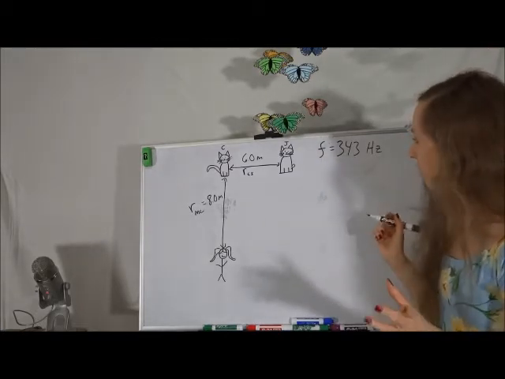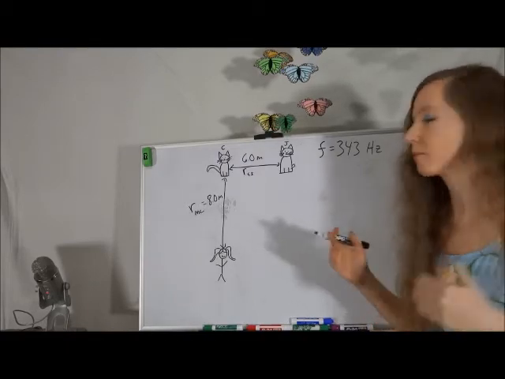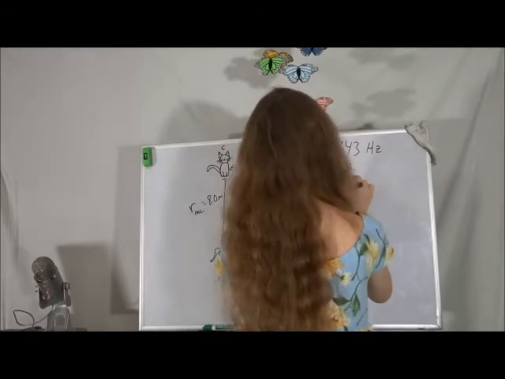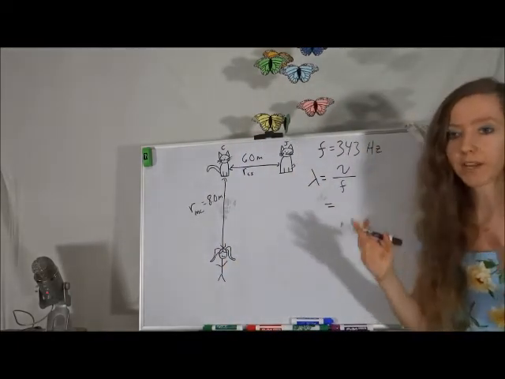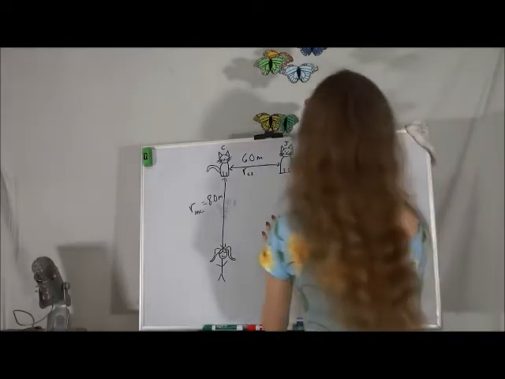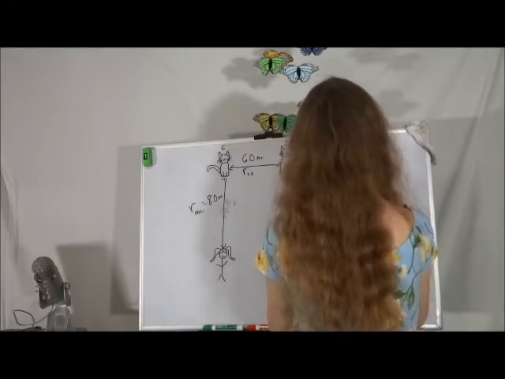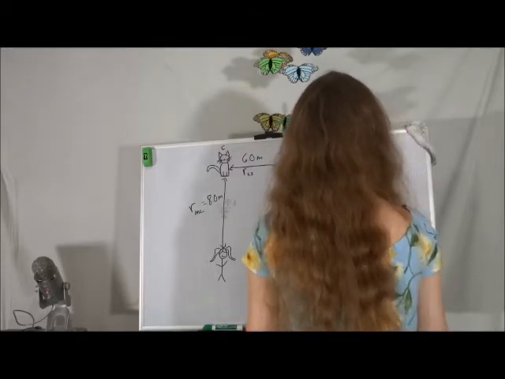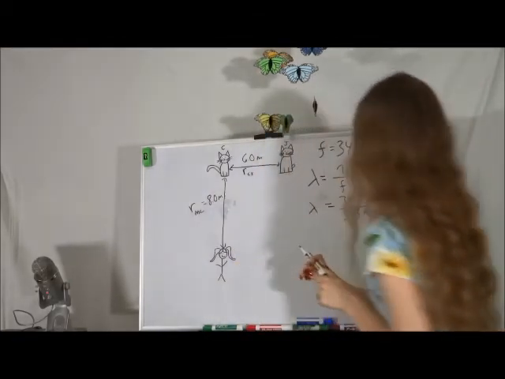So the way we're going to solve this problem is the first thing we have to find is the wavelength, and that we're going to use our old friend v equals f lambda for. So we want to know lambda. We know that's v over f. Well, our speed here, they're meowing, so the meows will travel at the speed of sound in air, so that's going to be 343 meters per second. We're going to divide that by 343 hertz, which is going to leave us with 1 meter, so our wavelength is 1 meter.